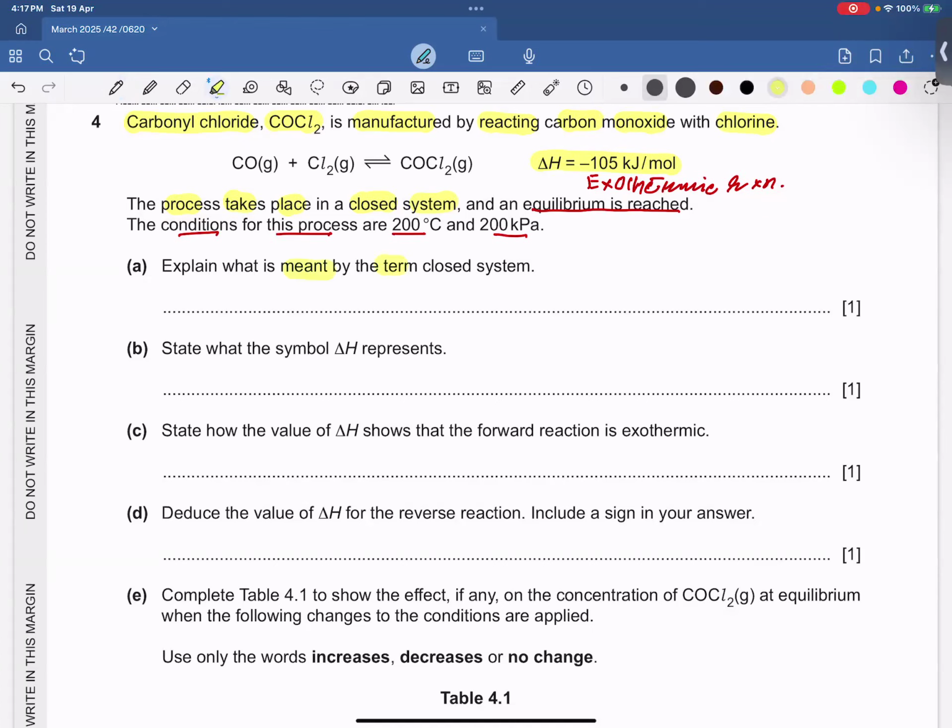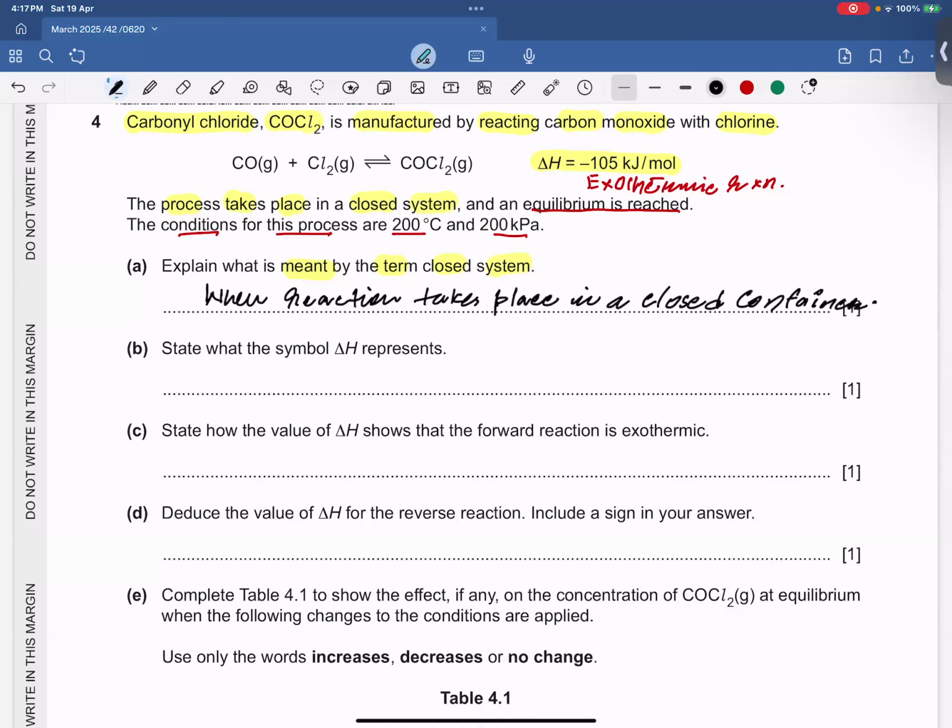Explain what is meant by the term closed system. When a reaction takes place in a closed container or closed vessel. Next, state what the symbol delta H represents. This delta is change and H is enthalpy. So obviously it's going to be enthalpy change.